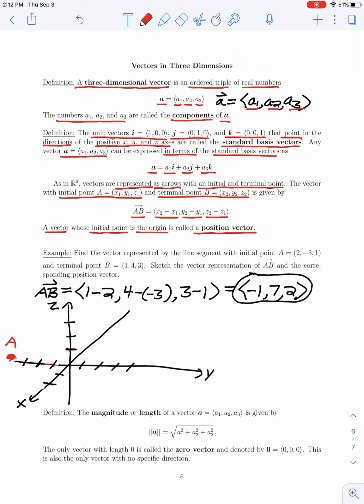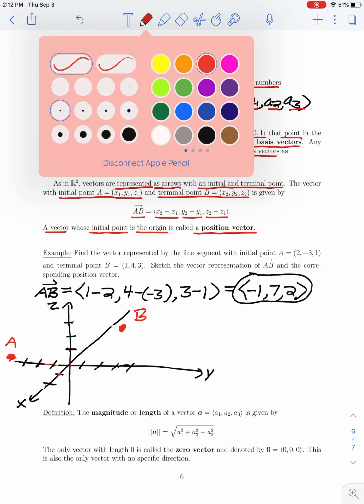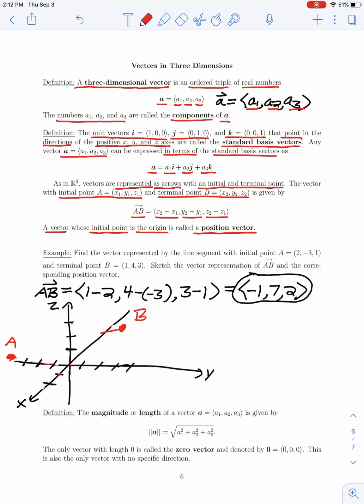So to get the point B from the origin, we are moving outward 1 unit, 4 units in the y direction, and then 3 units upward. So this would be our terminal point B. Again, let me clean up my figure a little bit here. So our vector representation of the vector AB would be this arrow that is moving from point A to point B in space. Now we're also asked to draw the corresponding position vector.